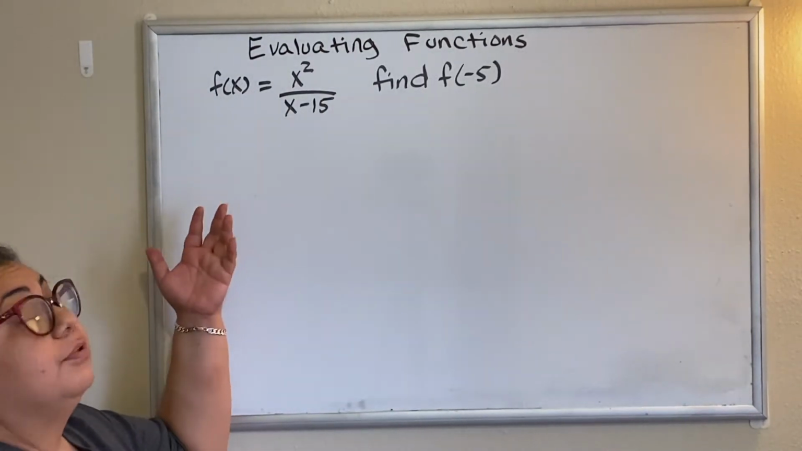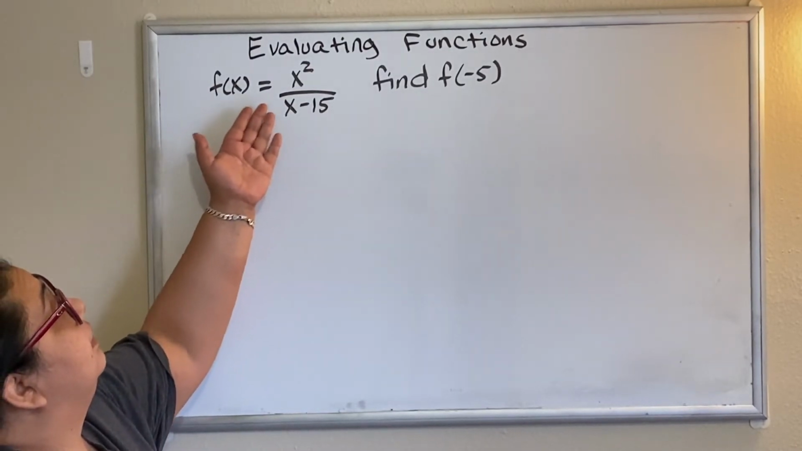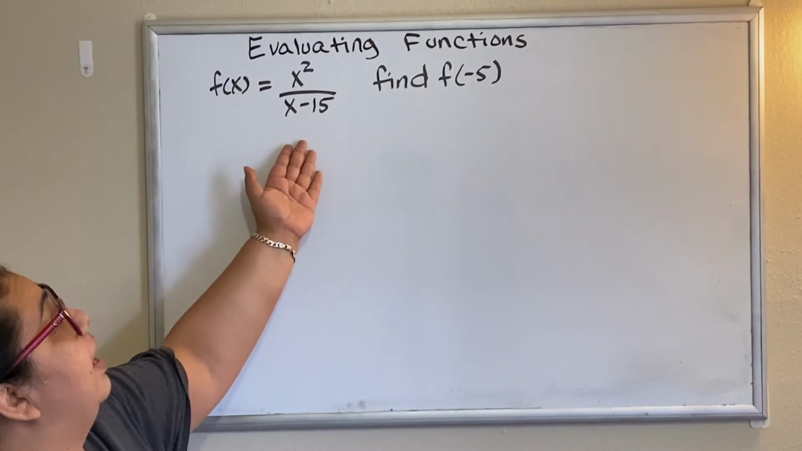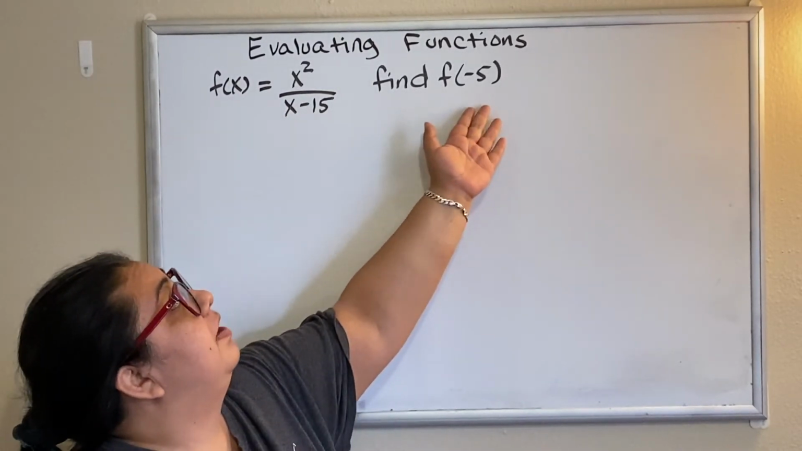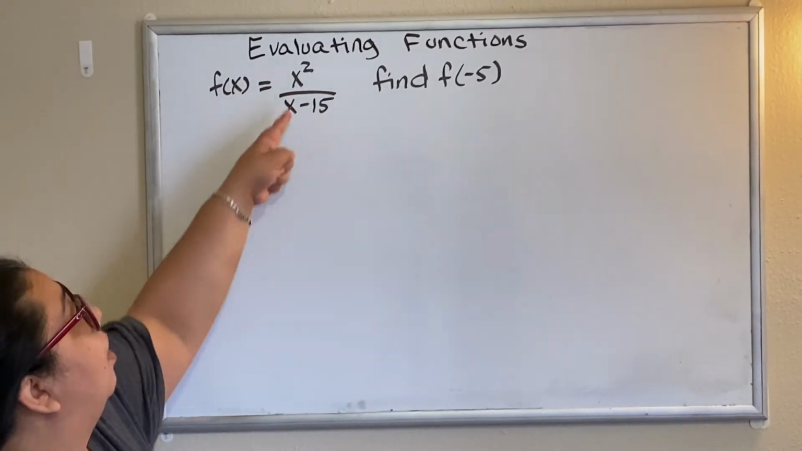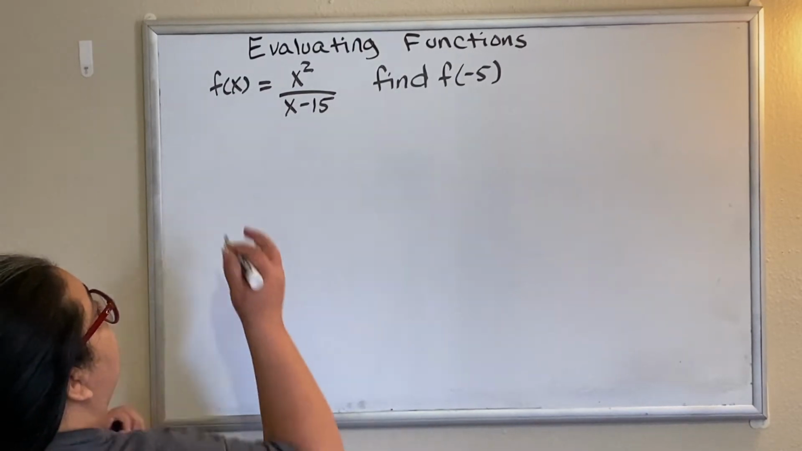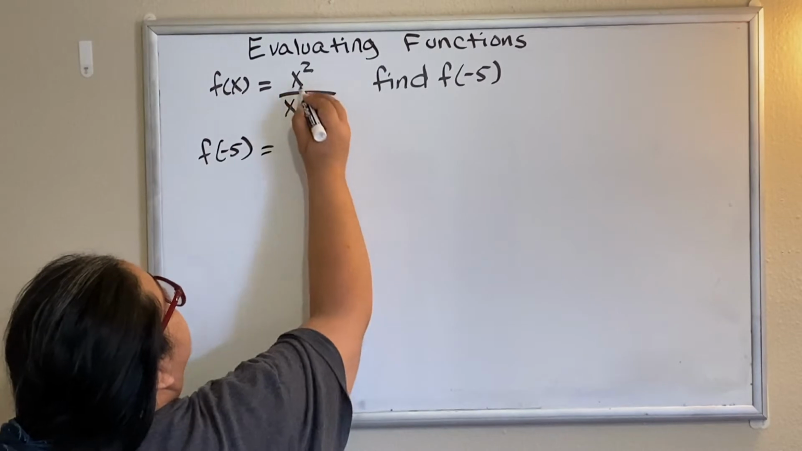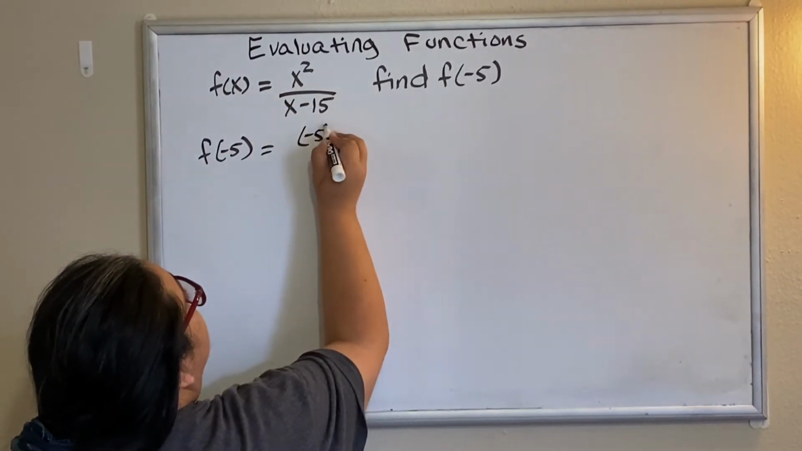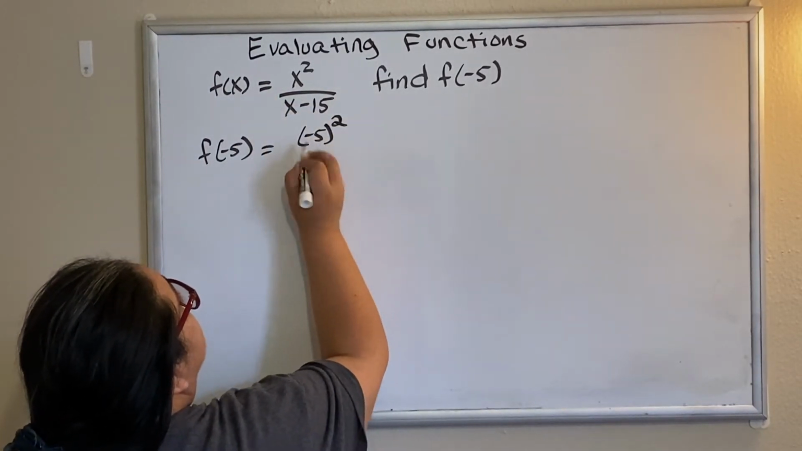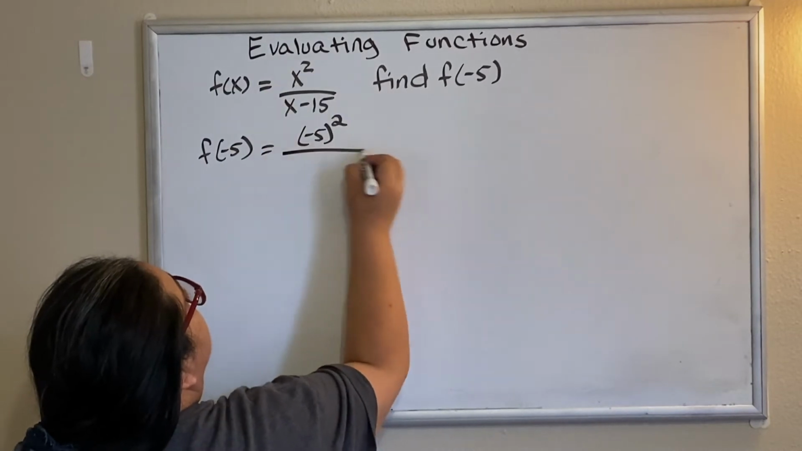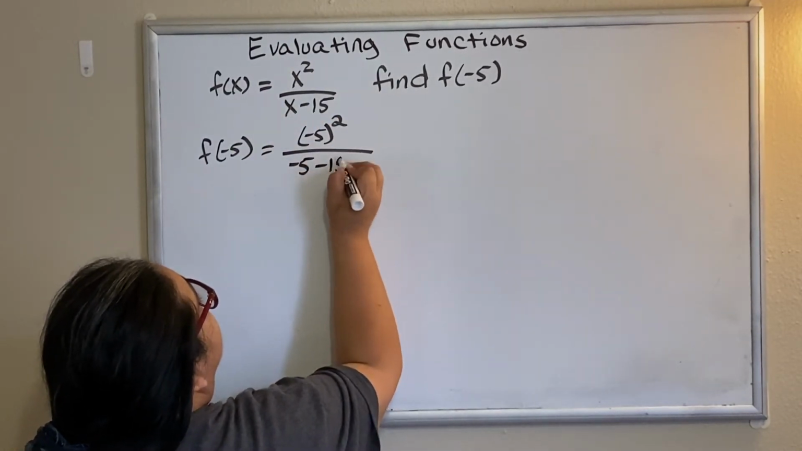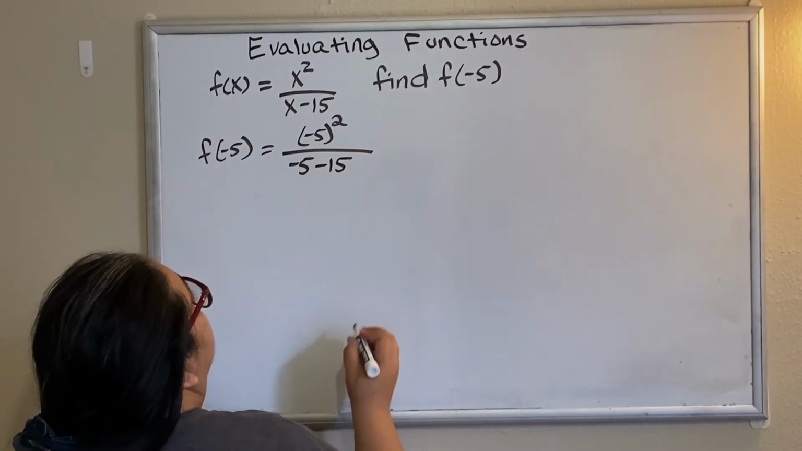Here we have example 3. Example 3 is f of x equals x squared all over x minus 15. So we have a fraction, and we need to find f of negative 5. So we replace all of the x's with negative 5. So we're going to say f of negative 5 equals, here's an x, so we're going to put negative 5 in parentheses, and then we're going to square it because the x is squared, over x minus 15, so negative 5 minus 15, okay? So now we're going to simplify.